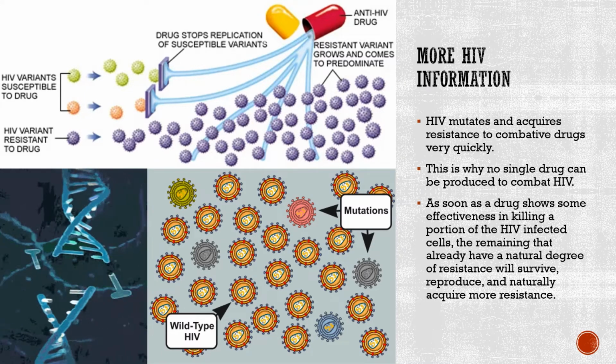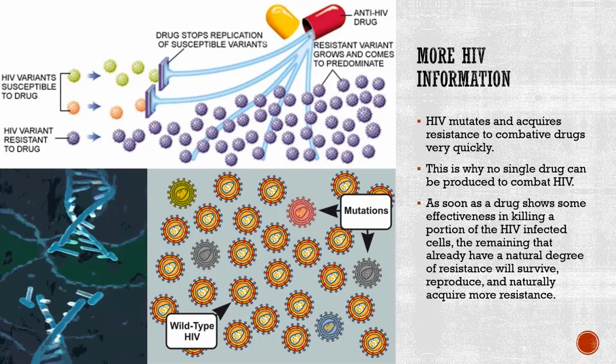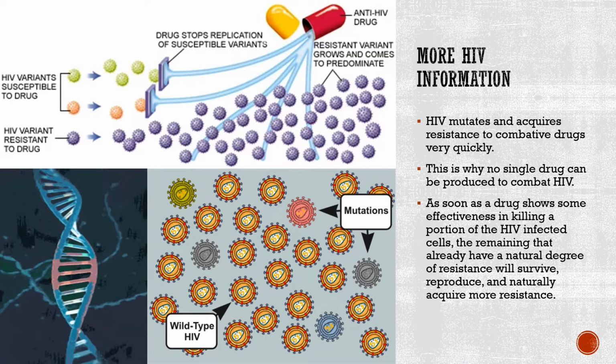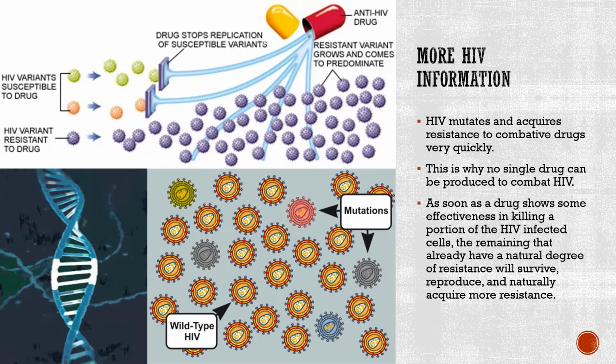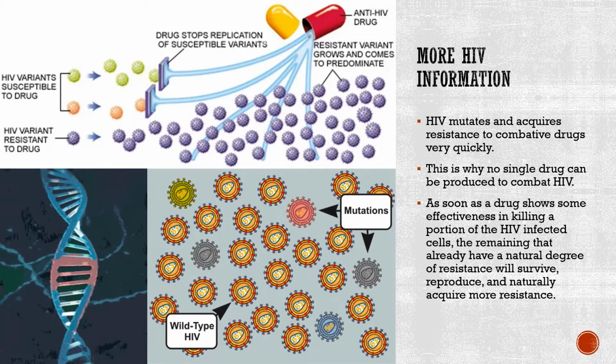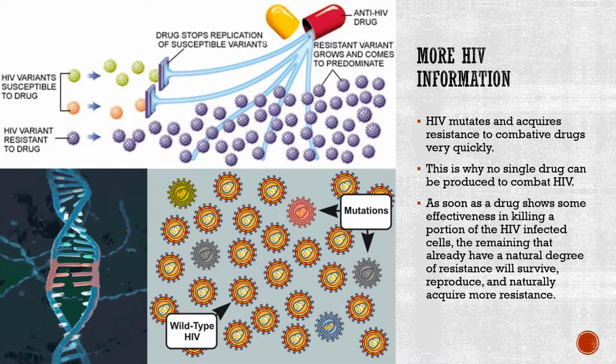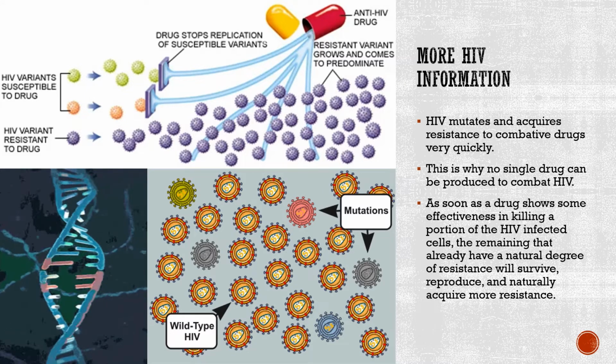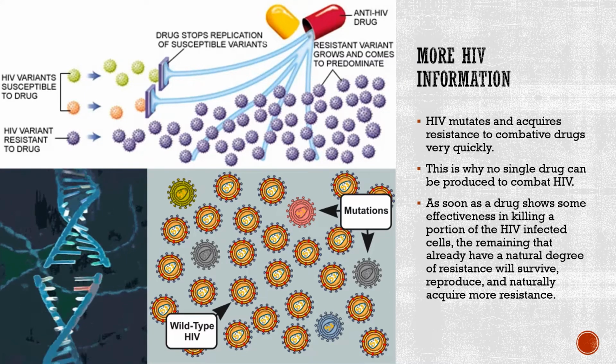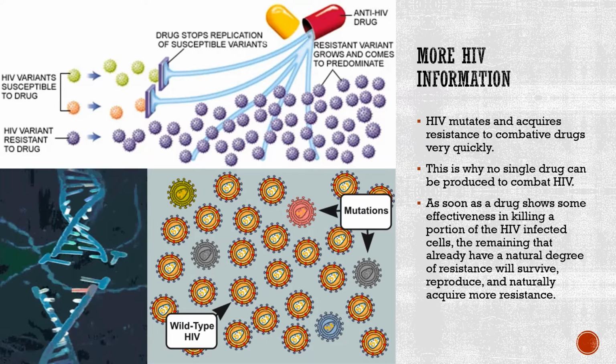So each of those diagrams shown do a good job of demonstrating how a portion of the HIV-infected cells will be vulnerable to the drug, but then there's this whole other portion that has natural resistance, and again, they're going to reproduce and gradually acquire even more resistance.